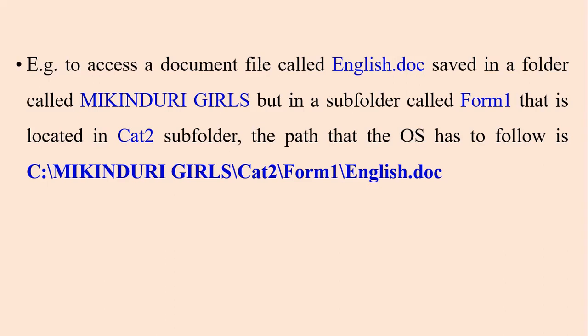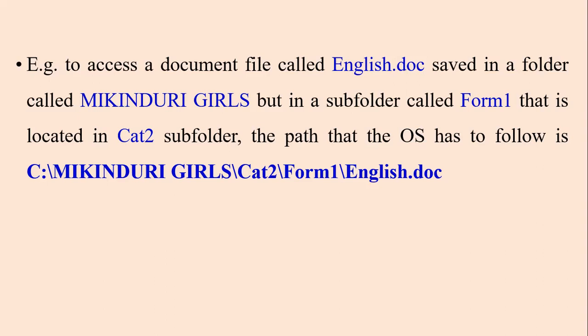operating system will check the storage medium that contains your file, which we call the root directory. And in this case, it is the hard disk that is abbreviated by C colon. Then the operating system will proceed to check that large directory. So the operating system will move on to the folder or the large directory called Mikidori House. Inside that directory, the operating system will go to the subfolder called CAT2. Inside CAT2 subfolder, we have several subfolders of which one of them is called Form 1. So the operating system will move on to Form 1, and then once it is there, it will be able to access the file that we call English, which is a document file.